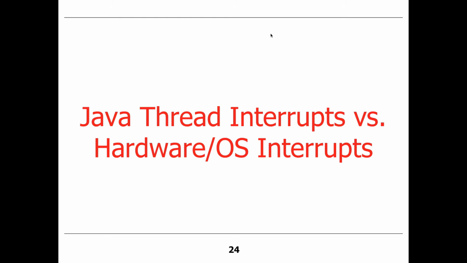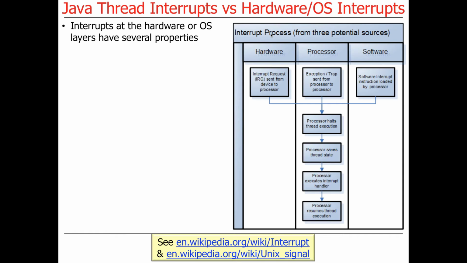So what I'd like to do now is talk about the differences between thread interrupts and hardware and operating system interrupts. So if you've ever taken a computer system organization course or an operating systems course, hopefully you've learned something about hardware or operating system interrupts. It's a very low-level way of doing things. And you can learn about that by taking a look at this link.